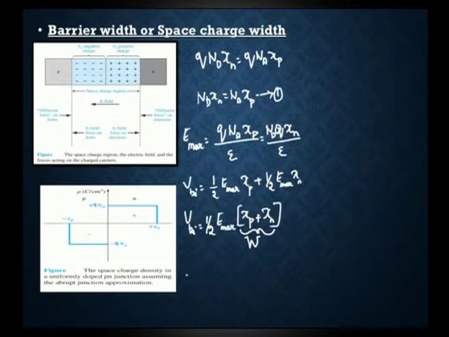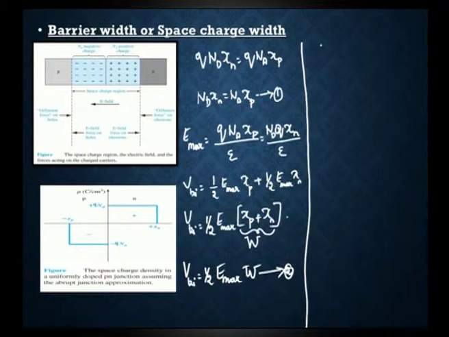So, we can substitute this, and Vbi can be rewritten in terms of W as half into Emax into W. This is equation 2. Now, from equation 1 we can rewrite the equation for getting the Xp value: Xp is equal to Nd divided by Na into Xn.